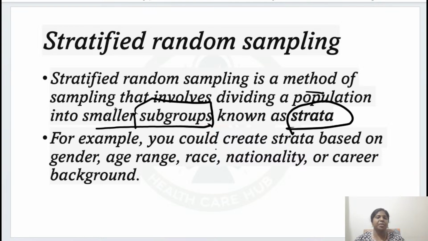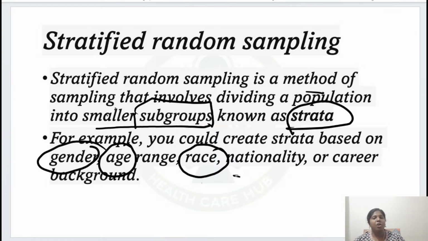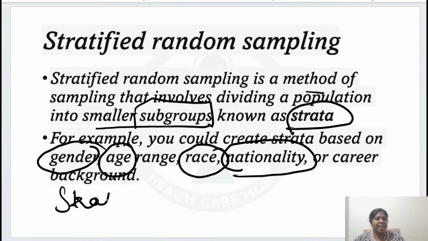For example, I am going to divide them according to their gender, male, female separately, or according to age group. Means I will tell 20 age group people stand separately, 10 age group people stand separately, or according to race. Race means black race people separately, Caucasians separately, or according to the nationality, Indians, Sri Lankans, Pakistanis separately. So, this is called as strata.